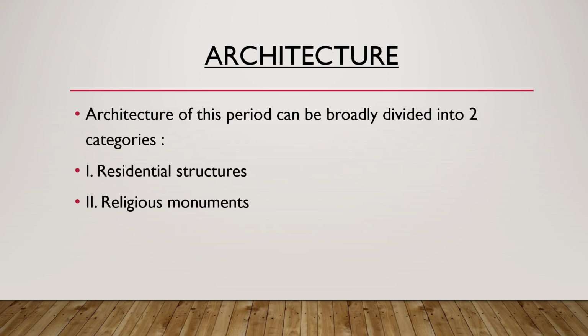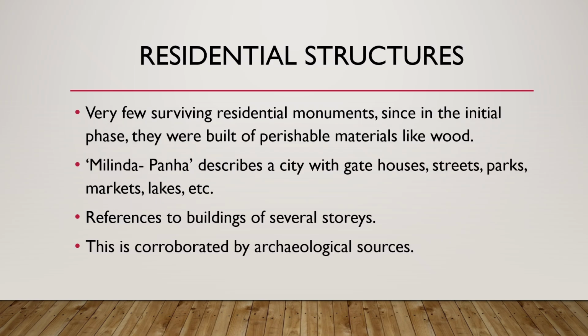Architecture of this period could be broadly divided into two categories: residential structures and religious monuments. Under residential structures or residential monuments, we have very few surviving monuments because in the initial phase, they were built of perishable materials like wood. In fact, we have Milind Panha describing a city with gatehouses, towers, streets, markets, parks, lakes, etc. This description, to an extent, is corroborated by archaeological sources.